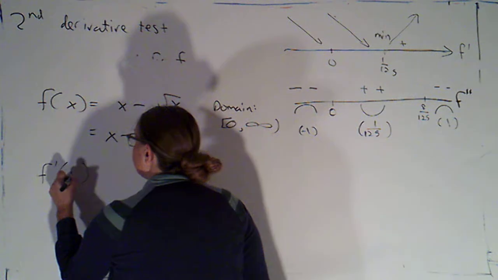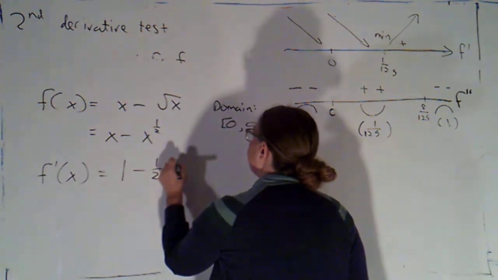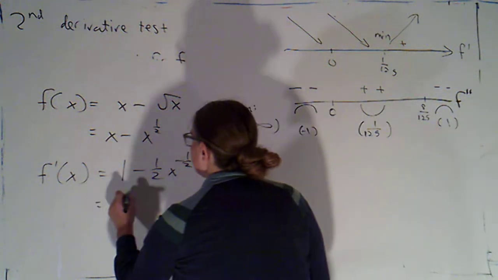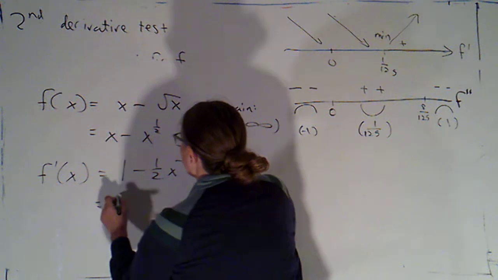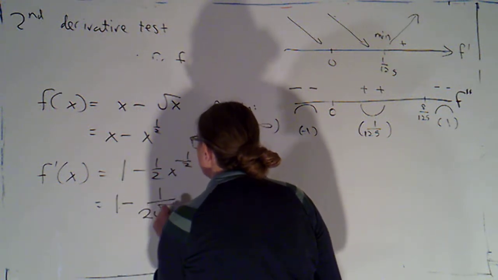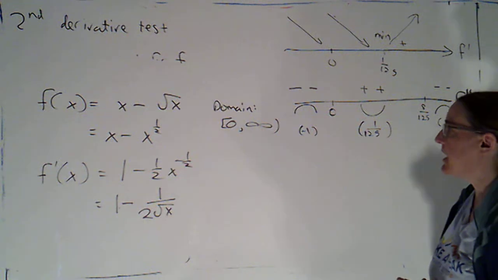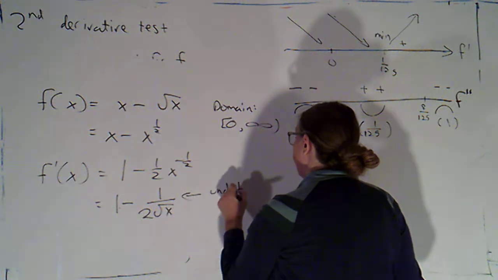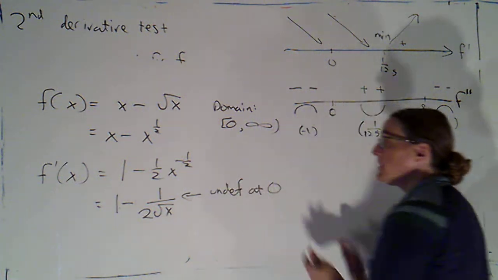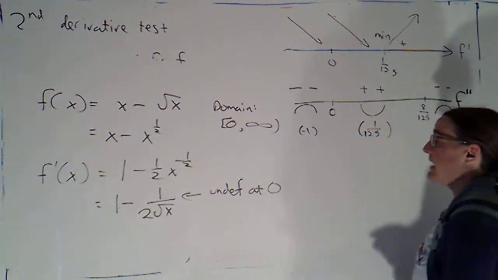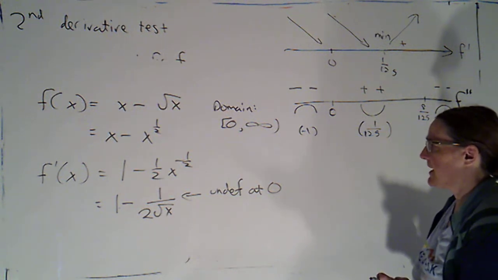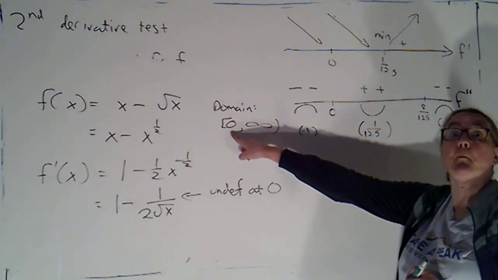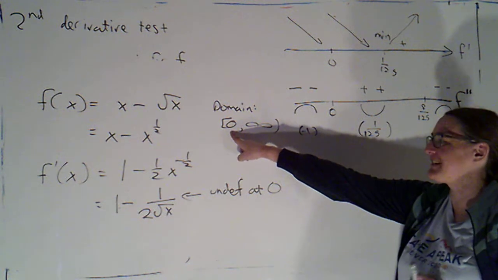So I need to start by finding the first derivative. That's going to be 1 minus 1/2 x to the negative 1/2. And I'm going to need to see what my critical numbers are. So this is going to be 1 minus 1 over 2 root x. Now, that is going to be undefined at 0. So if I want to know what happens at 0, I would have to use the first derivative test. Although, if I said we were looking for relative maxes and mins, I can actually say, nope, because 0 is an endpoint, and relative maxes and mins can't occur there.